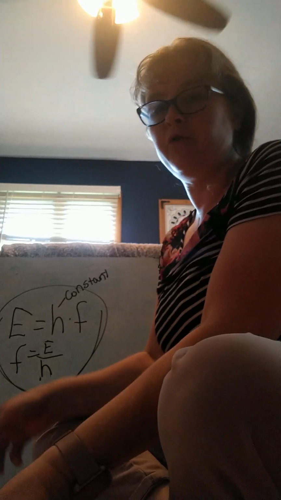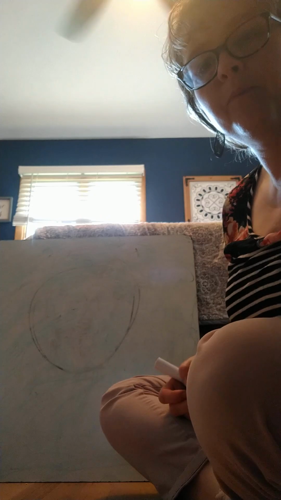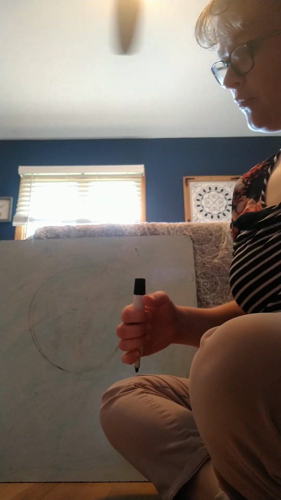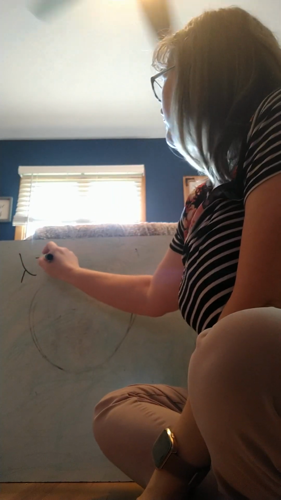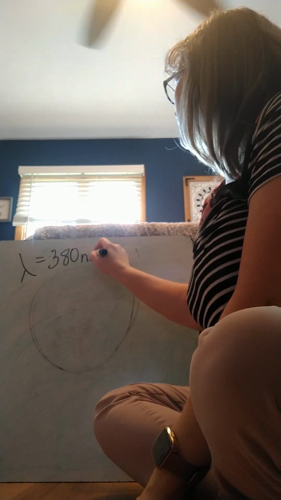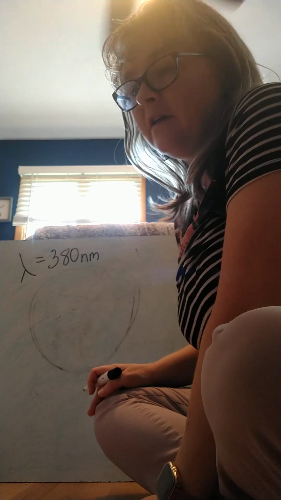Let's look at example 3.4. That's on page 82 in your book if you want to follow along. It's maybe a little easier to see it in there than on my board. Let's see if I can increase the light a little bit. Okay. The shortest wavelength of visible light is 380 nanometers. So we have a wavelength of 380 nanometers. What is the energy of that light?